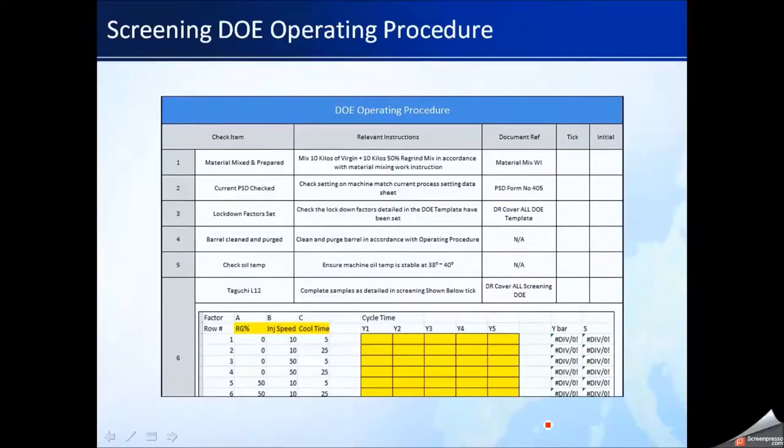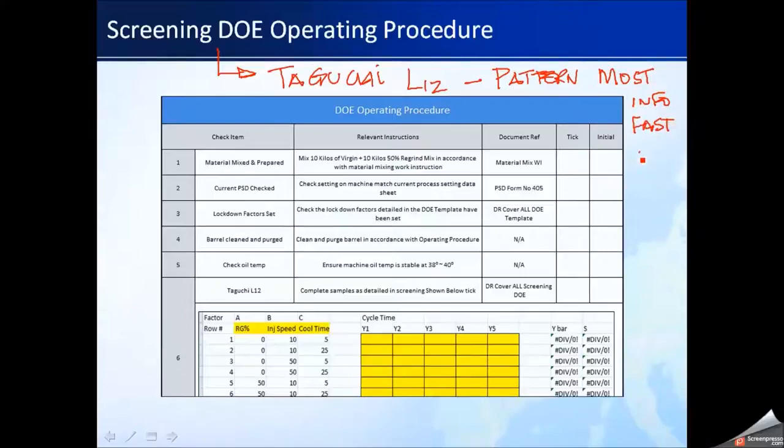One thing that's very important when you do a designed experiment, this is a very structured procedure. This is not just random tests. You are about to see 12 tests. So the designed experiment of choice is known as a Taguchi L12. It's a pre-designed pattern, and it is a pre-designed pattern to get the most information in the fastest time. That's why we do these things.